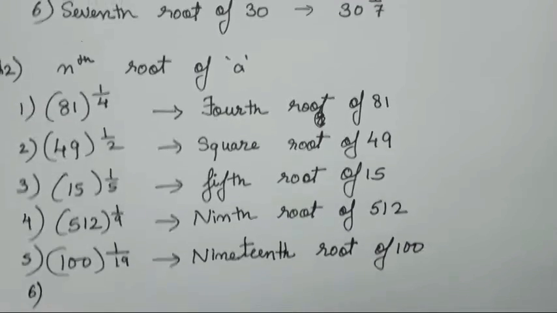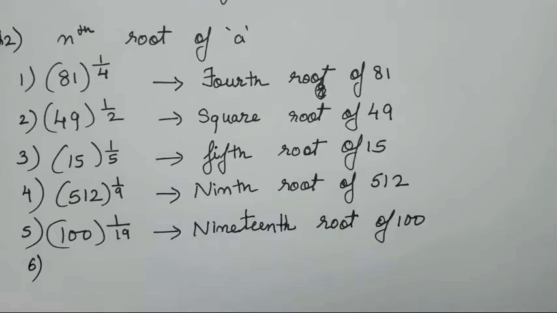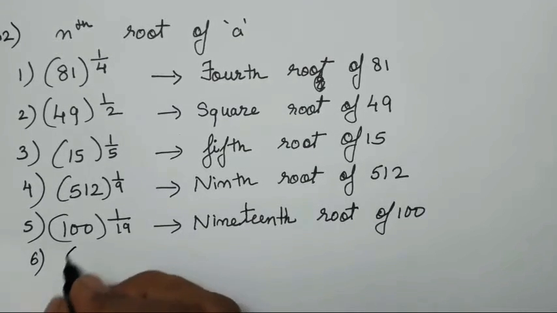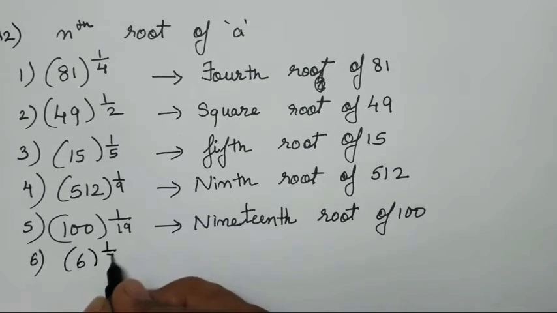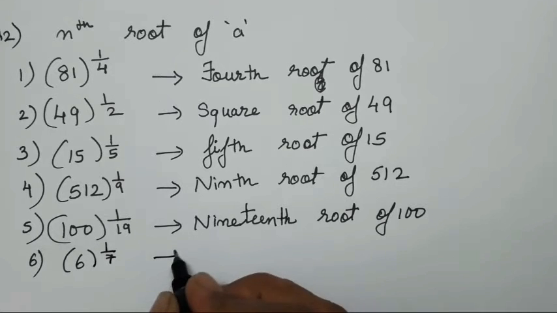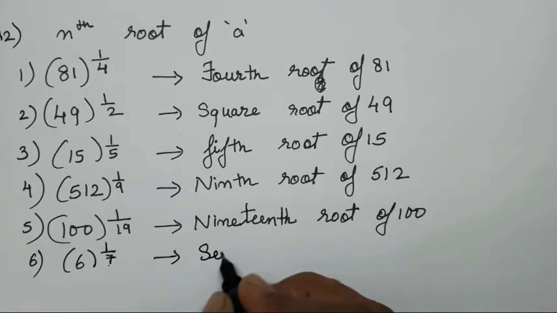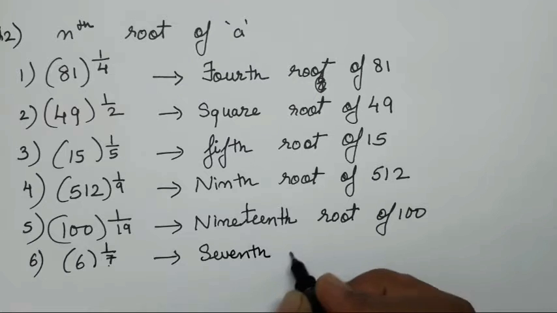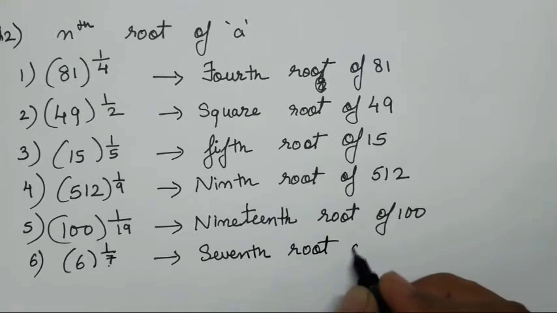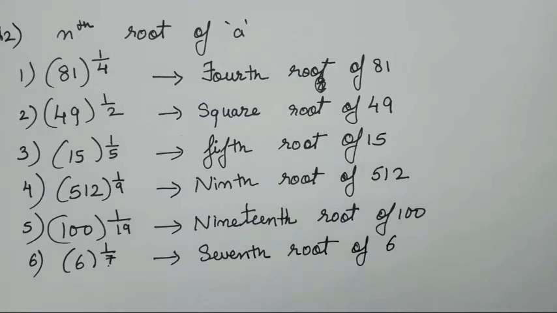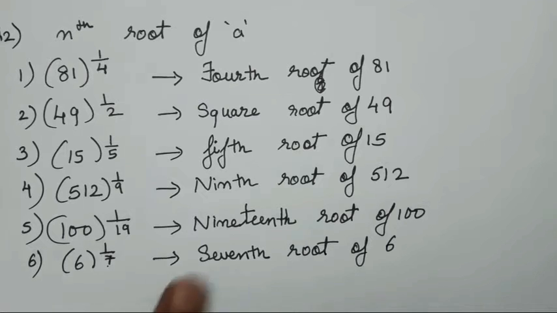And the sixth one is 6 in the bracket to the power 1 upon 7. So 7 is there, so write 7th root of 6. Isn't it easy? So over here your practice set number 3.1 is being completed.